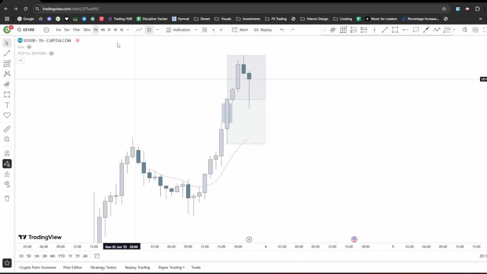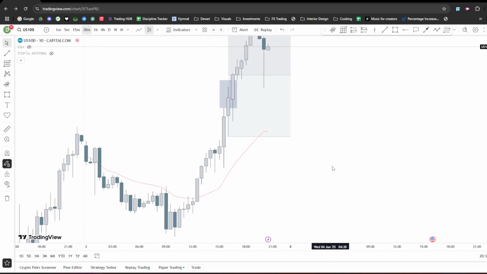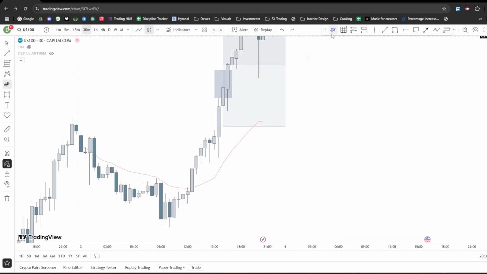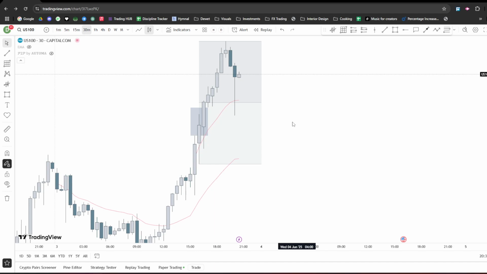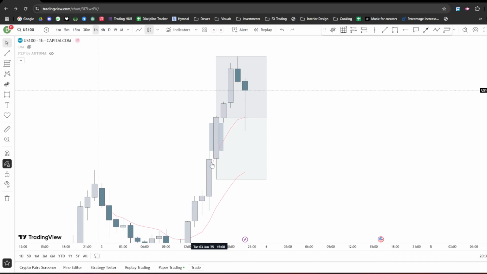Another VWAP you can add, especially if you're trading indices in the AM or PM session, is a VWAP on the 9:30 open, which is right over there. In this case, I can see on the 1 hour time frame that the 9:30 VWAP aligns really well with the 1 hour fair value gap.